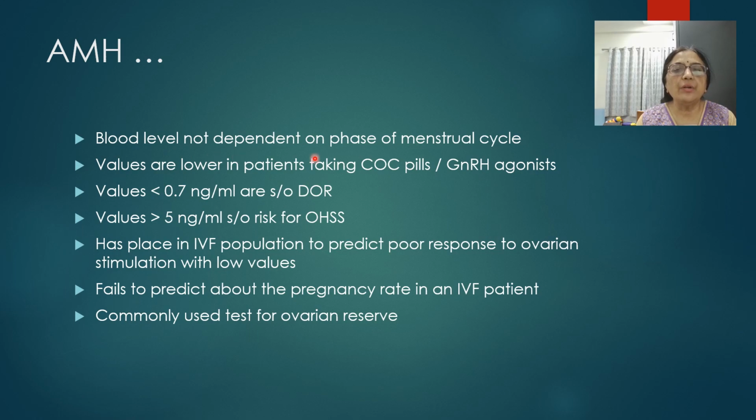Its blood level is not dependent on phase of the menstrual cycle, or on hypothalamic or pituitary factors. Its values are lower in patients taking oral contraceptive pills or patients who are on GnRH agonists. So with exogenous administration of these hormones, there is a low value. But in the body, if for some reason pituitary gonadotropin production is less or GnRH pulsatility is abnormal, that is not going to affect the anti-Mullerian hormone level.